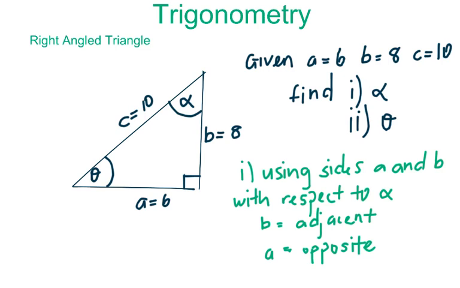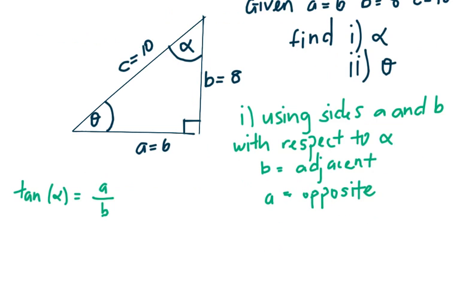So therefore, we're going to be using our tan function because tan utilizes opposite and adjacent sides. Remember, tan of an angle is equal to opposite over adjacent. In this case, our tan of alpha will be equal to our opposite, which is side A, that's equal to 6, over our adjacent, which is side B, which is equal to 8. Therefore, tan of alpha is equal to 6 over 8.